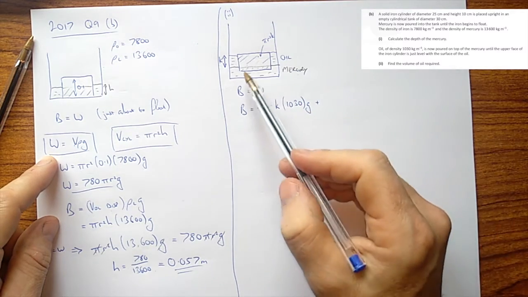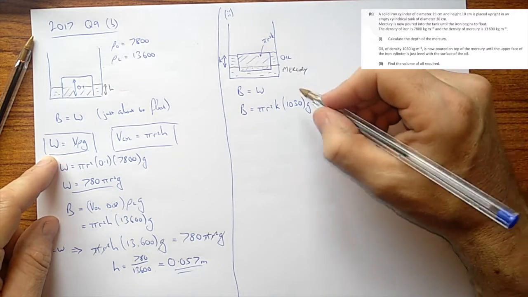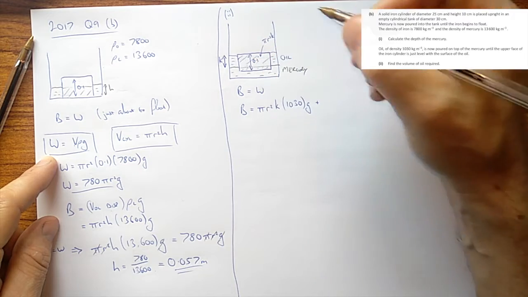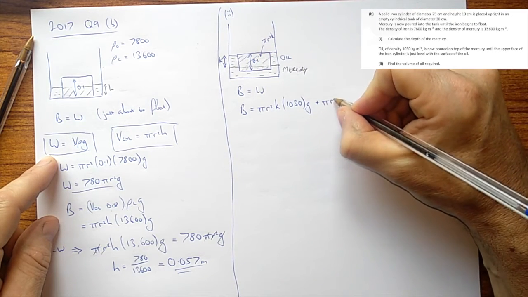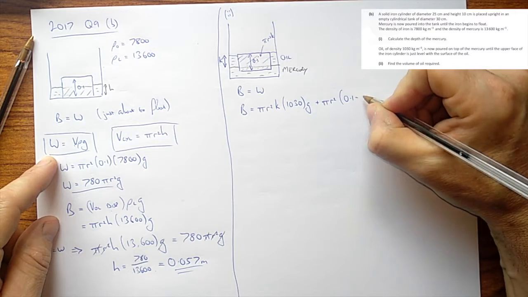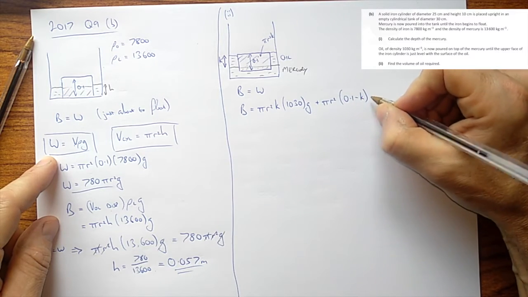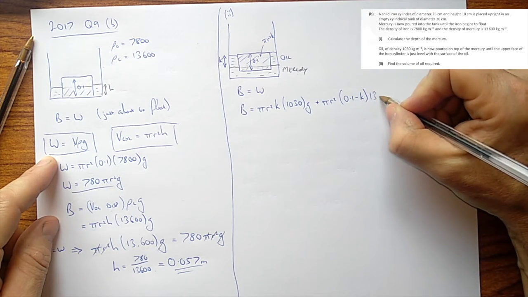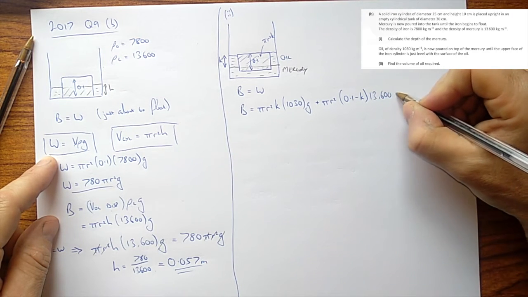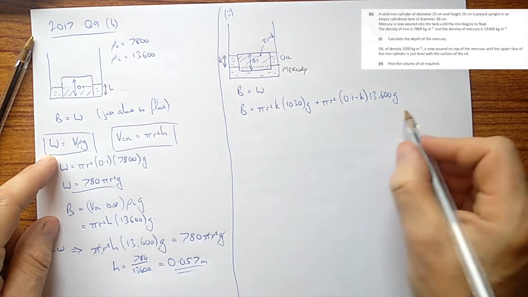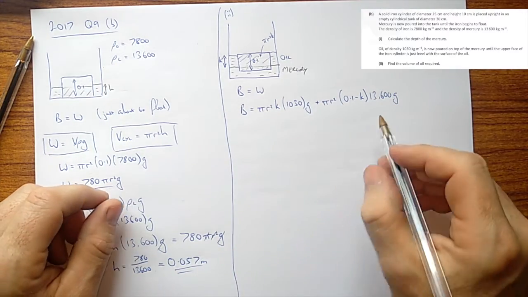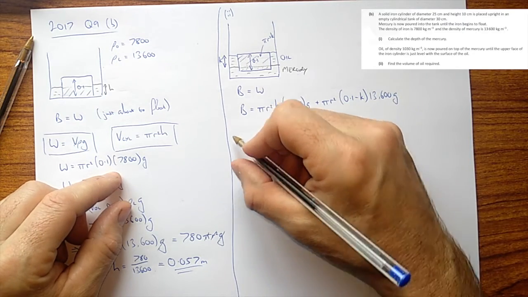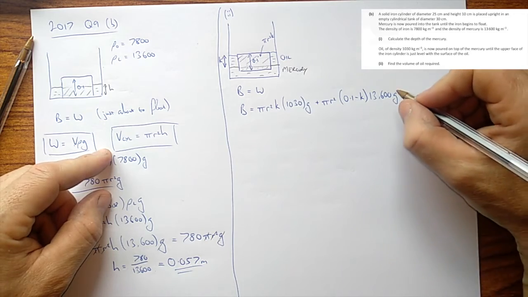Plus, we're also going to get a contribution from this little bit down here. So, what is this? Well, we know the total distance is 0.1. You can see that there. So, it's pi r squared by 0.1 minus k, by the density of the mercury, 13,600 by g. A little bit uglier, but not the end of the world. So, let's lay the whole thing out. We have all of that equals the weight.